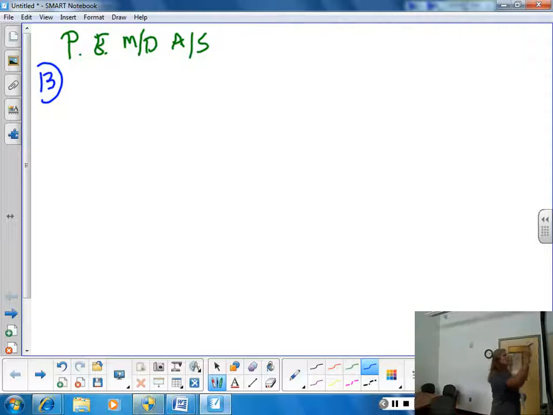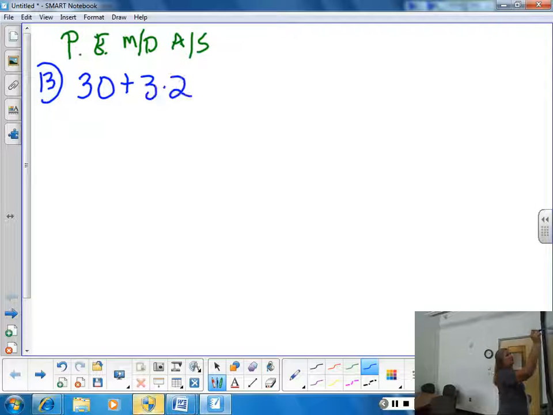So something like 30 plus 3 times 2. What would you do first here, the addition or the multiplication? You should be doing the multiplication first. So you have 30, and 2 times 3 is 6, so 36.